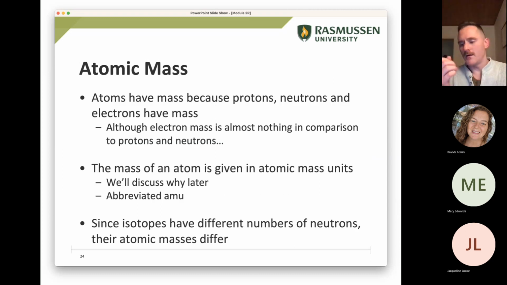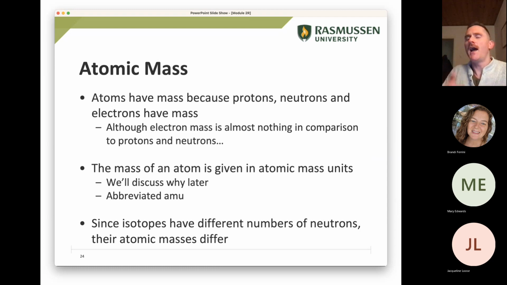So what do I mean when I say mass number and atomic mass? Those are totally different things. Atomic mass is how much an atom weighs. This might blow your mind: if you have neon-20, neon-21, and neon-22, they all have different numbers of neutrons. So what's the mass of neon? All of the isotopes have different masses, so we have to average all those masses together when we talk about the mass of neon.